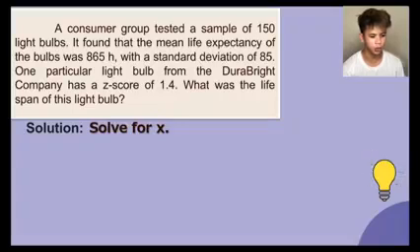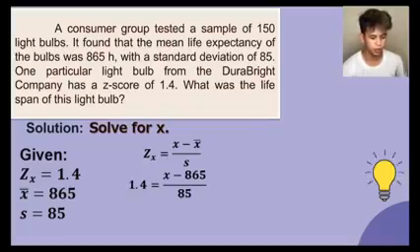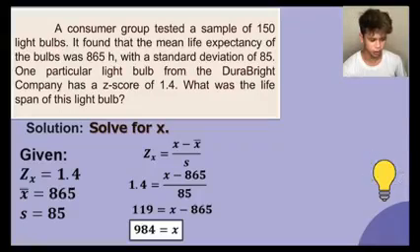Okay, we're going to solve for x. So the standard score is 1.4, the mean is 865, the standard deviation is 85. So using the formula of the standard score, we can solve for x. So the standard score 1.4 is equal to (x minus 865) over 85. 119 is equal to x minus 865. Therefore, x is 984.